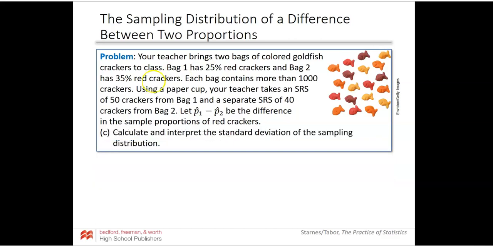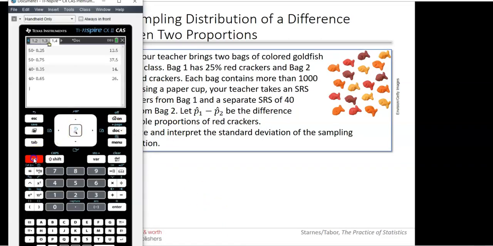Calculate and interpret the standard deviation. So you can use that formula that we just talked about: the square root of 0.25 times 0.75 all over 50, I think that was, plus, still underneath the radical, 0.35 times 0.65 all over 40, I believe, for that one. Should be 0.097.